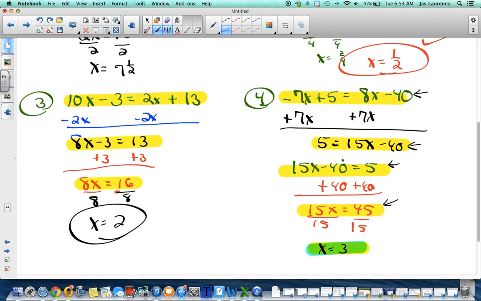Well, I hope you went and checked it. You would have found that I was wrong. All right, so let's check it here. 10 times 2 minus 3. Well, it'll be 20 minus 3, which is 17. And then I'll have 2 times 2 plus 13 on the other side, which is 4 plus 13, which is 17. And there you go. They match. Yeah, they sure do.